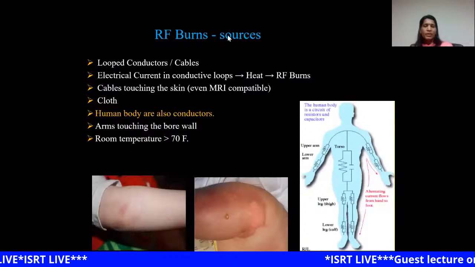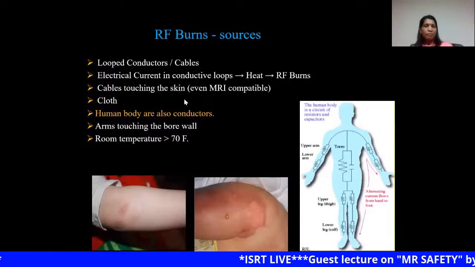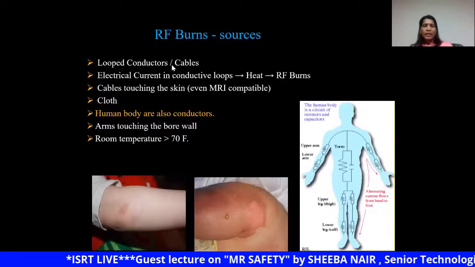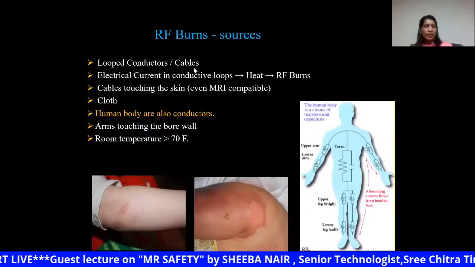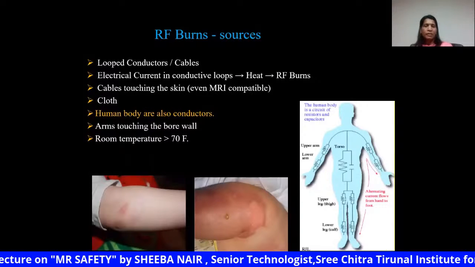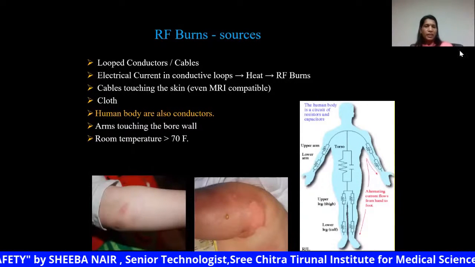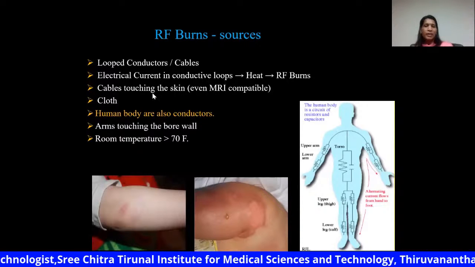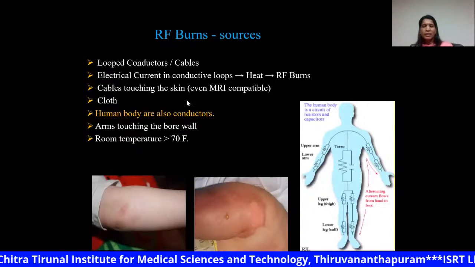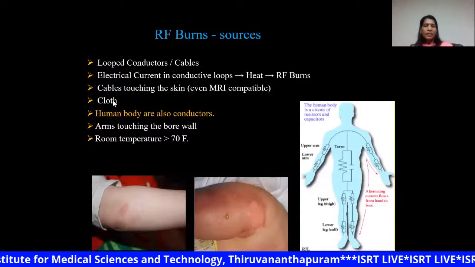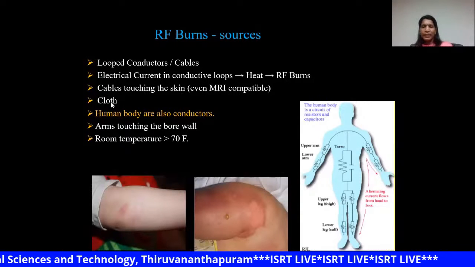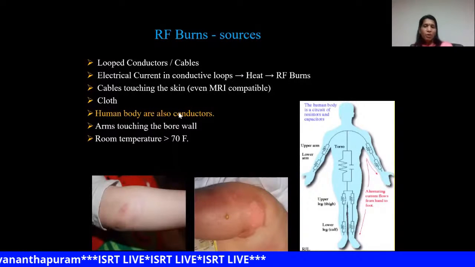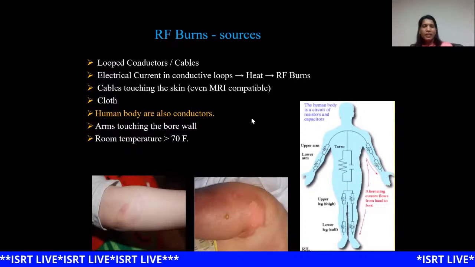So these are the sources of RF burns in an MR system. Any looped conductors or cables, because the RF field is a rotating magnetic field which will induce current and can produce heat. Then cables touching the patient's skin. If the cloth has some conducting material, it can produce burns. The human body is a good conductor.